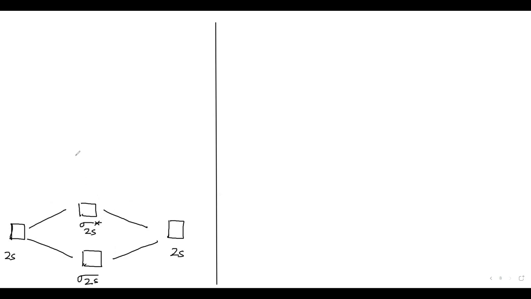Now, from our previous knowledge about the shape, we know our sigma star 2s, how does it look? It looks something like this. The positive is like a bean, and this is the nucleus here, and there's another bean. This is negative. This is negative.